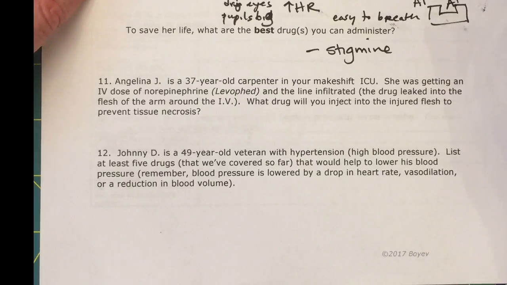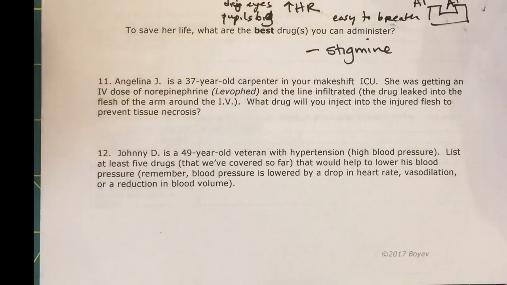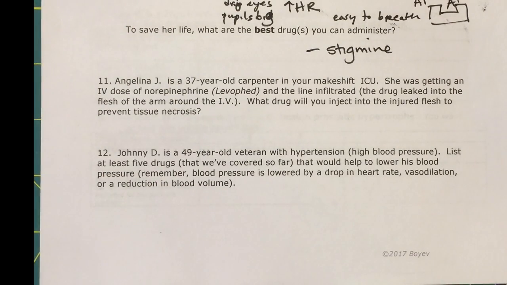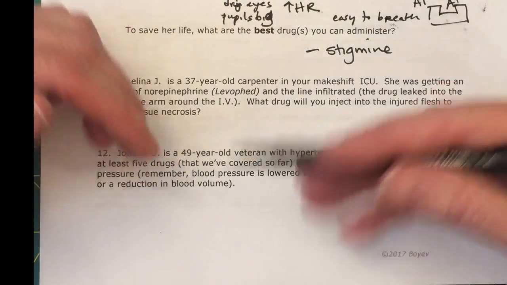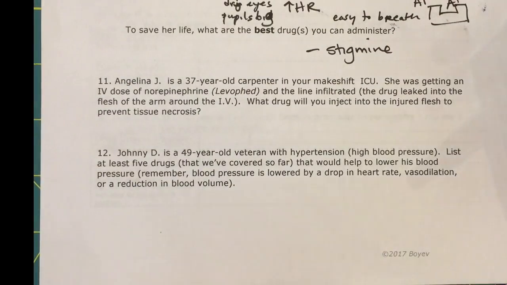She was getting IV norepinephrine and the line infiltrated. That means that sometimes people say they blew a vein, where the drug that was supposed to go into their bloodstream went into the tissues. And the problem there is that the drug is very concentrated when it first goes in, because it has to go into the bloodstream and then it gets diluted after it starts circulating.